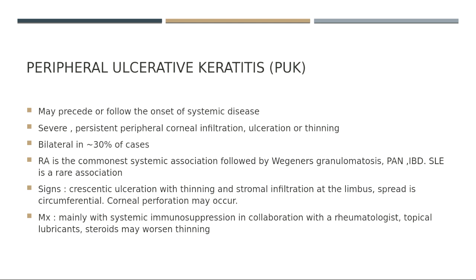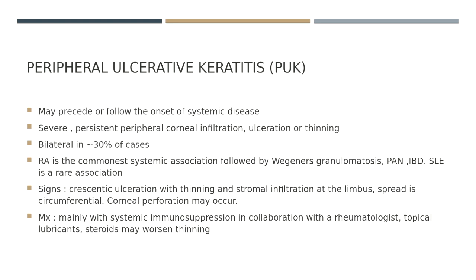Rheumatoid arthritis is the commonest systemic autoimmune association, followed by Wegener's, polyarteritis nodosa, inflammatory bowel disease, SLE. SLE is actually a rare association. It's more associated with rheumatoid and Wegener's, okay? And what are the signs? You see a crescentic ulceration with thinning, and that ulceration spreads circumferentially. Corneal perforation may occur, as occurred in that last photograph I showed you.